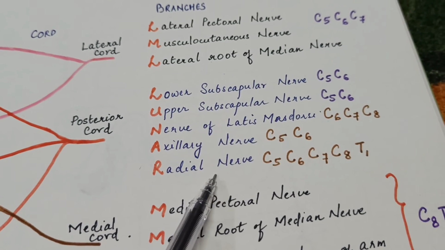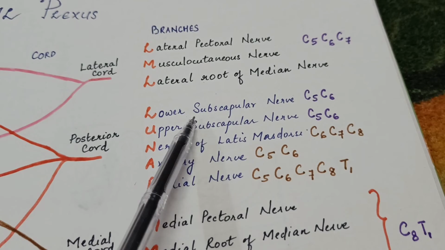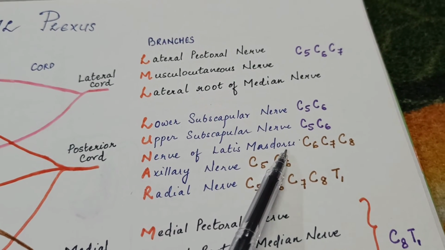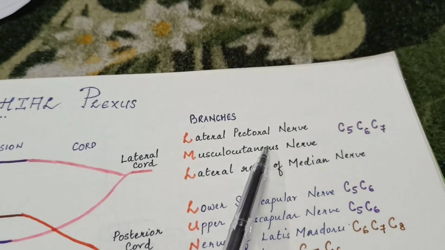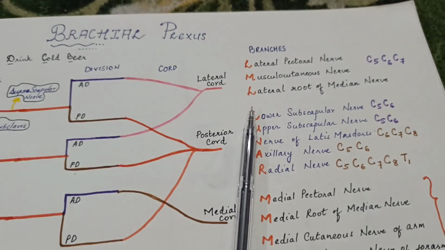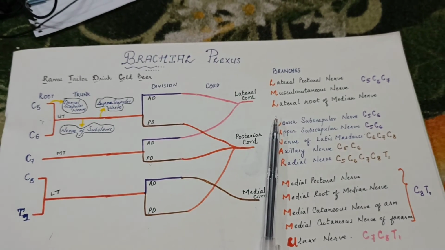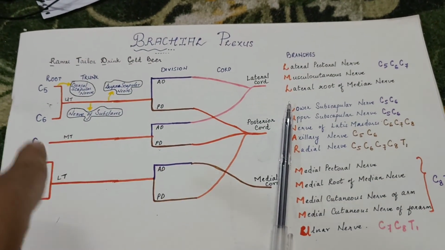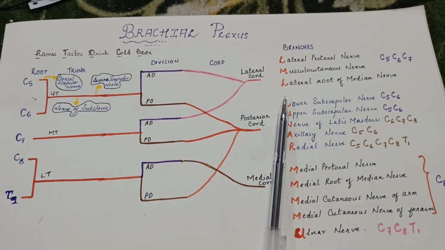Here the radial nerve comes from every root, C5 to T1. Axillary and upper and lower subscapular are from C5, C6. The exception is latissimus dorsi, C6, C7, C8. Easy: the lateral cord is C5, C6, C7, the 3 LML. So these are the basic information about the brachial plexus. Hope you all understand the whole thing: root, trunk, division, cord and branches.